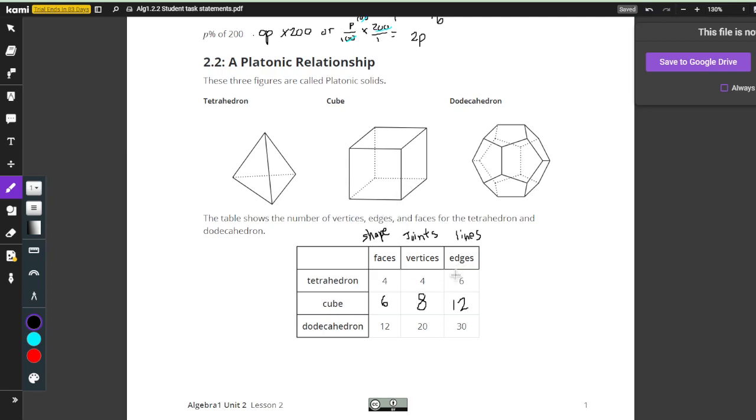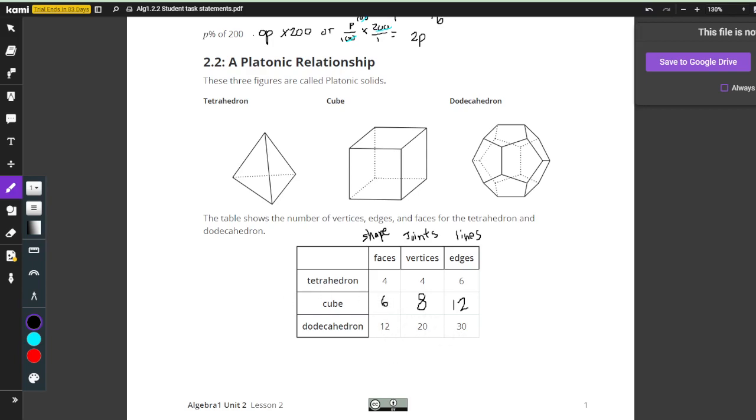Okay. And then a dodecahedron. A dodecahedron is basically almost like a soccer ball, or for people who do D&D, this is a D20. So this is a D20. So there are 20 vertices, there are 12 faces, and then there are 30 edges. We're not going to count those because that's a lot to count. So we're just going to trust that they got this right.